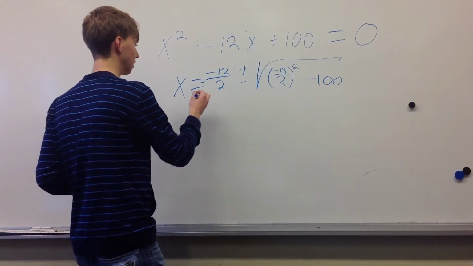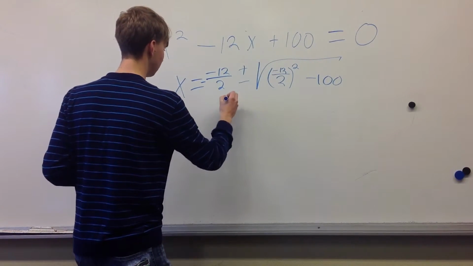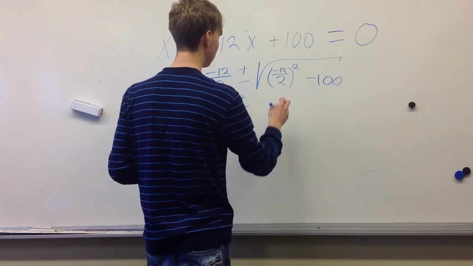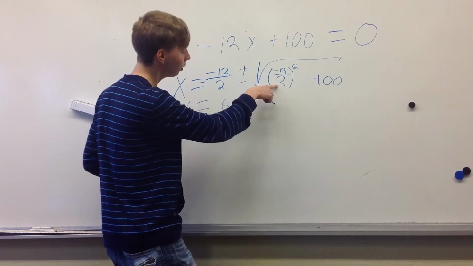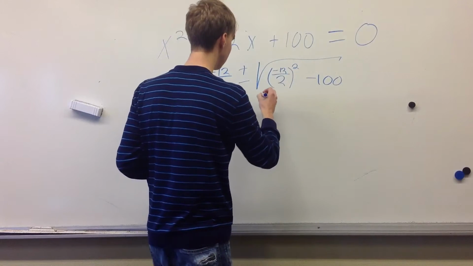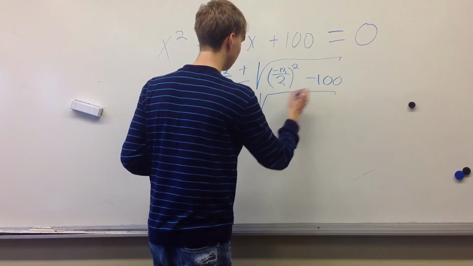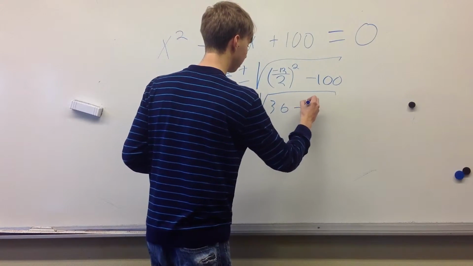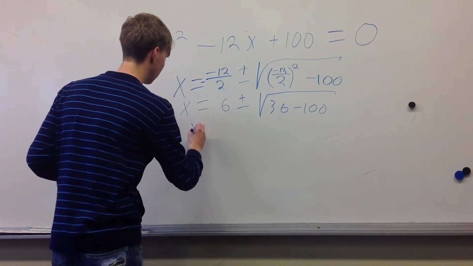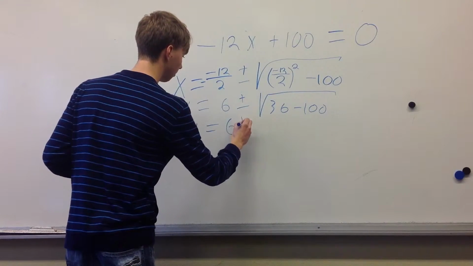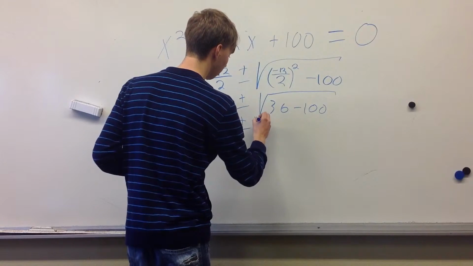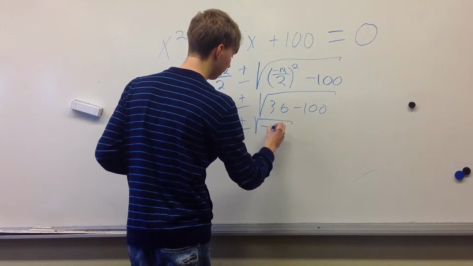And then we simply simplify this. This simplifies down to 6 plus minus. We get 12 divided by 2, minus 12 divided by 2, that's minus 6. Minus 6 squared is 36, minus 100. And all of this reduces down to 6 plus minus the root of 36 minus 100, which is 64, the root of negative 64.